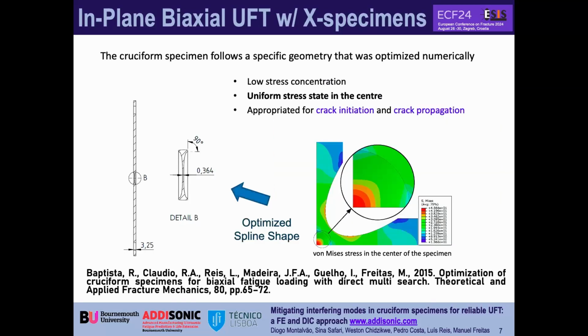This type of specimen, the cruciform one, follows a specific geometry that should be optimized in order to assure that in the middle we have low stress concentration, as you can see by the colors. We can pick up here some orange-red colors, which could lead to a failure of our test. So we should be very careful when dimensioning this type of specimen.